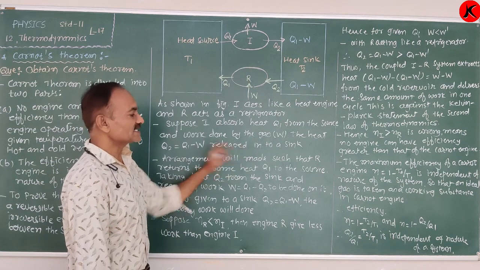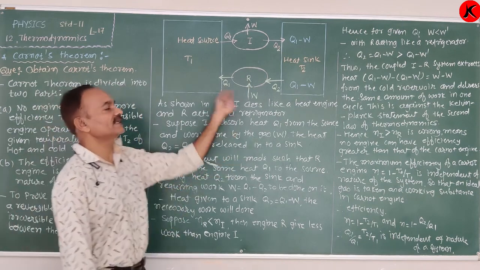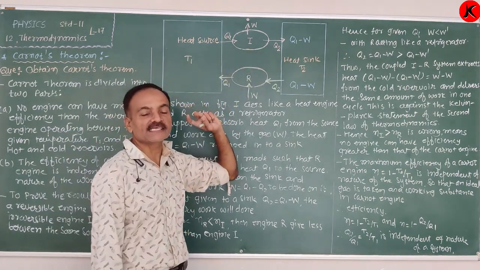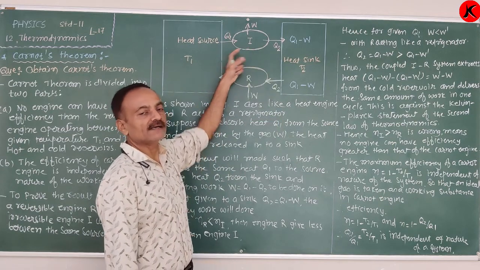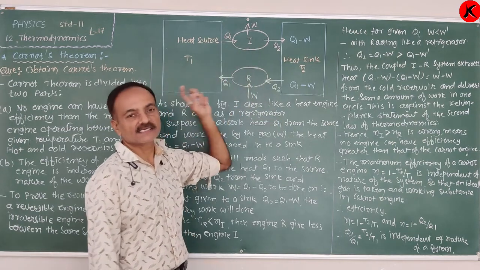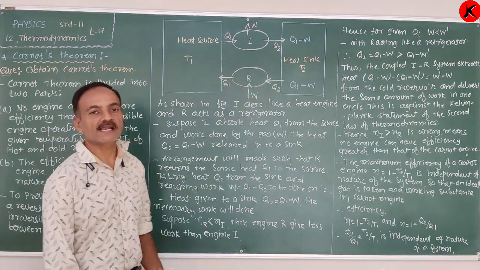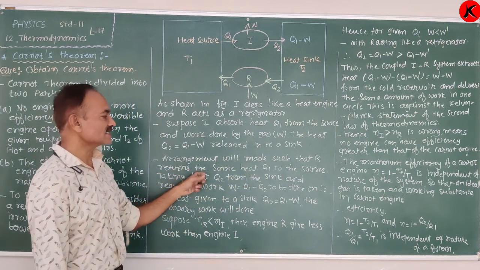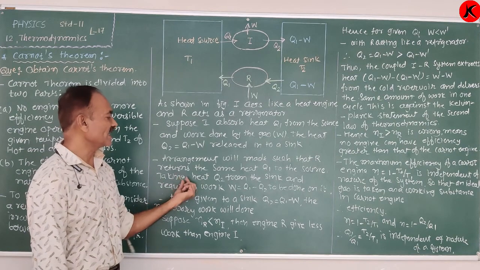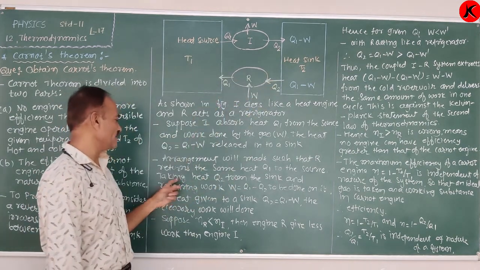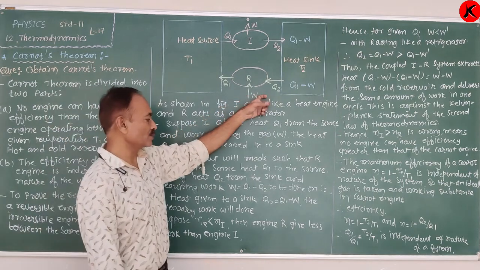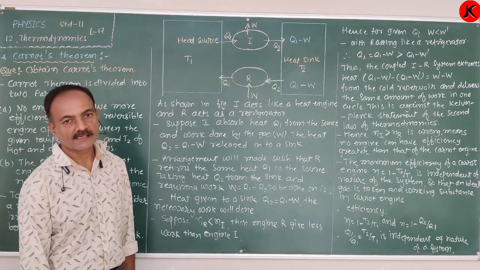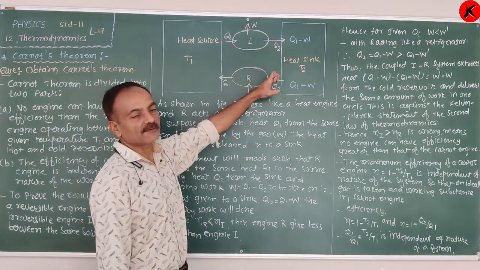we will make the arrangement such that R returns the same heat Q1. Here the two engines, irreversible and reversible, are arranged in such a way that whatever heat is absorbed by the irreversible engine, the same heat is provided by the reversible engine to the heat source. The arrangement will be made such that R returns the same heat Q1 to the source, taking heat Q2 from the sink and requiring the work W equal to Q1 minus Q2 to be done on it. That means the reversible engine absorbs the heat Q2.